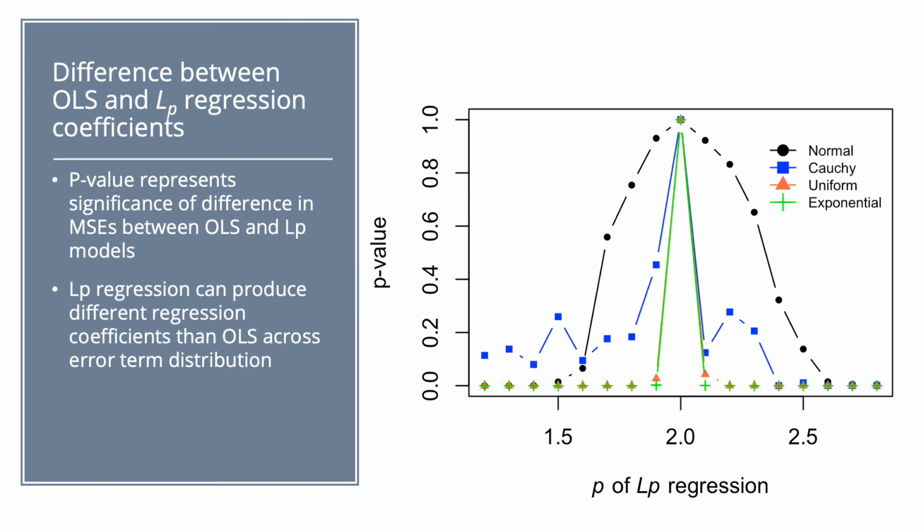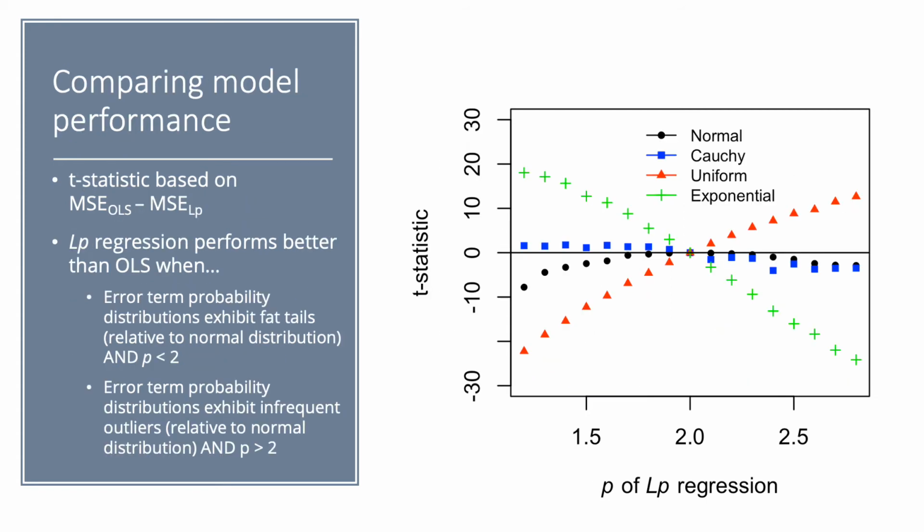Our test on the difference between OLS and LP regression coefficients is shown by the figure on the right, where we compare the p-value of the t-test to the parameter p of the LP regression models. That is, what is the significance of the difference in coefficients between the models and across error term distribution? From this plot, we simply observe that a sufficient change in p causes significantly different coefficients between OLS and LP regression models. The key takeaway here is that across error term distributions, there are cases in which LP regression and OLS perform differently. Our next figure shows which model's coefficients were better on average.